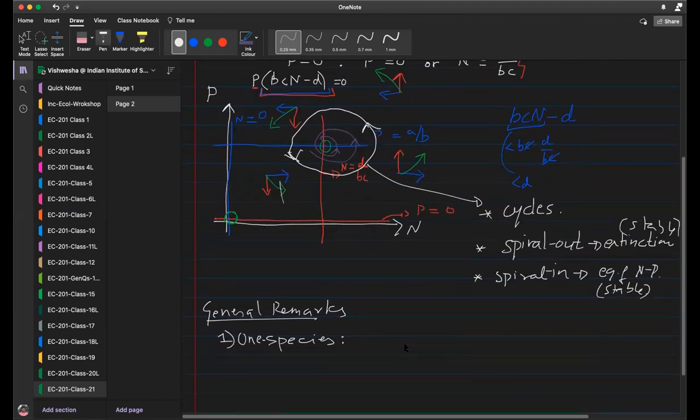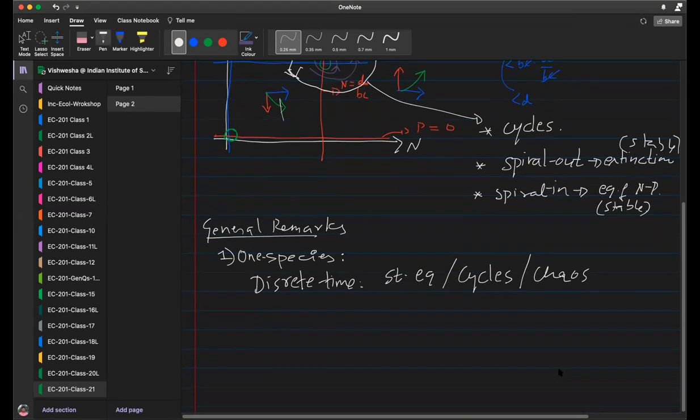So, one species. The general remarks here: what are all the possible dynamics? In one species, we remember that if we had discrete time dynamics, we had stable equilibrium, cycles, and chaos, right? But the moment you had continuous time, we only had equilibrium.